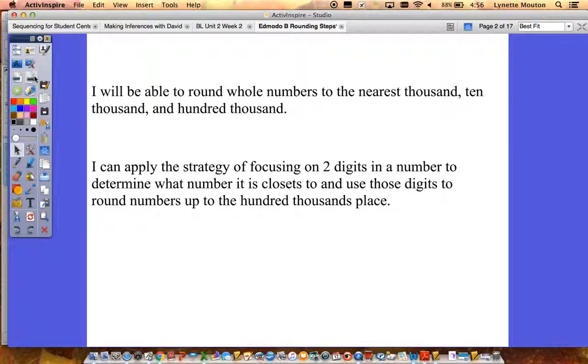Your learning intention: you'll be able to round whole numbers to the nearest 1,000, 10,000, and even 100,000. And of course, we just said that as a challenge, we also do the millions, because if you can round to one place, you'll be able to round to all of them.